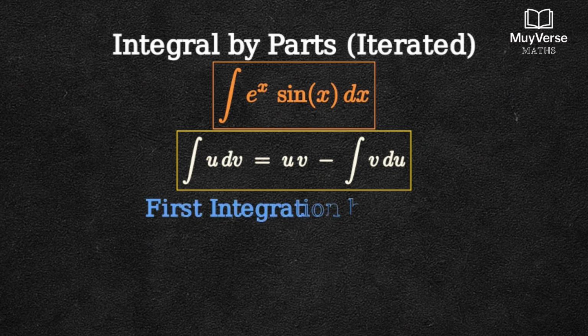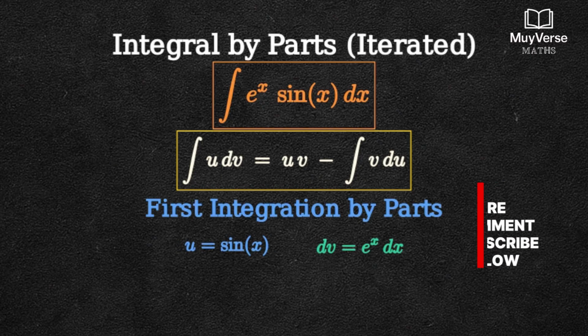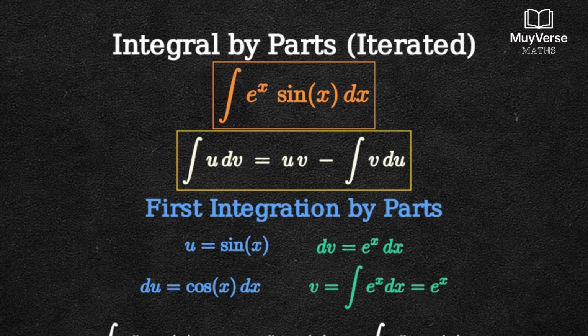Now, first pass. Choose u equals sin x and dv equals e^x dx. Then du equals cos x dx and v equals e^x. Apply the formula to get the integral of e^x sin x dx equals e^x sin x minus the integral of e^x cos x dx. We still need that remaining integral.